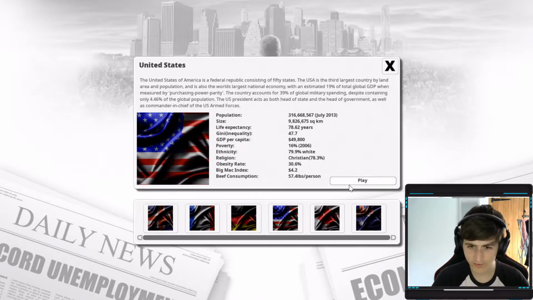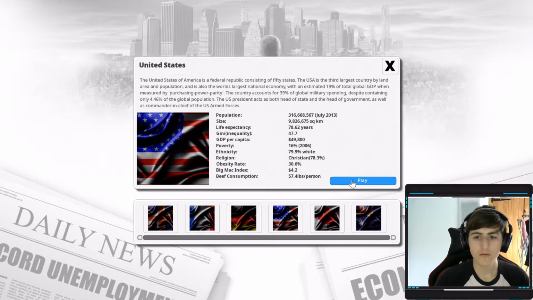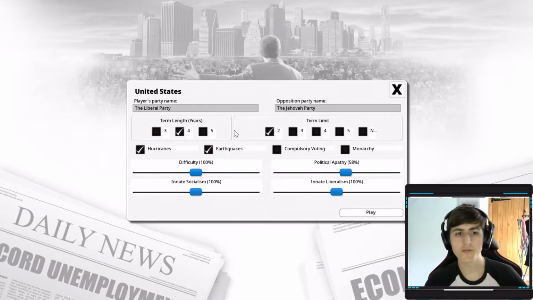The obesity rate is over 30%. The Big Mac index is $4.2, and the beef consumption is £57 per person. Wow. Right, let's kick this off.